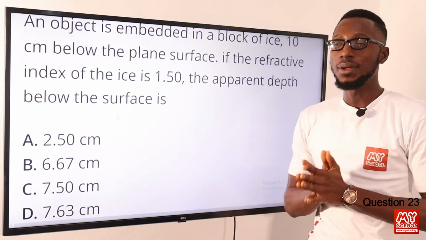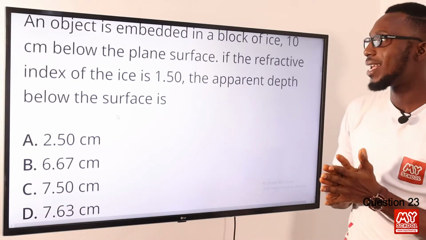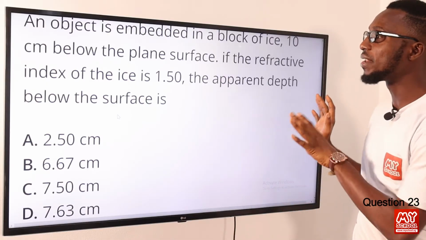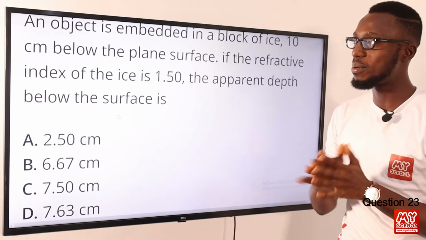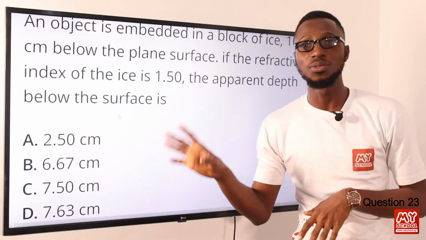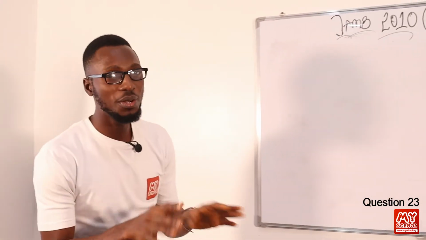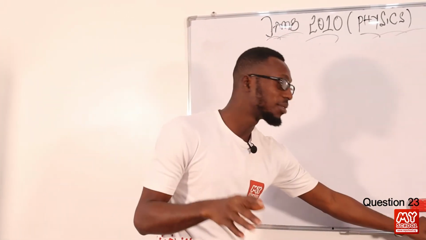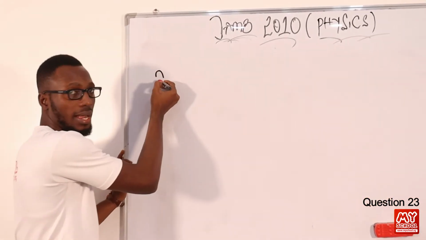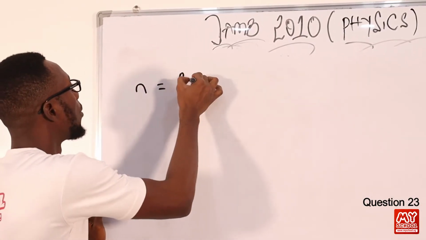Question 23. An object is embedded in a block of ice, 10 centimeter below the surface. Now, if the refractive index of the ice is 1.50, remember, no units, the apparent depth below the surface is what? So you can just use this simple formula: refractive index equals real depth over apparent depth. So I just have my refractive index, I can use n to represent it, equals my real over apparent depth.